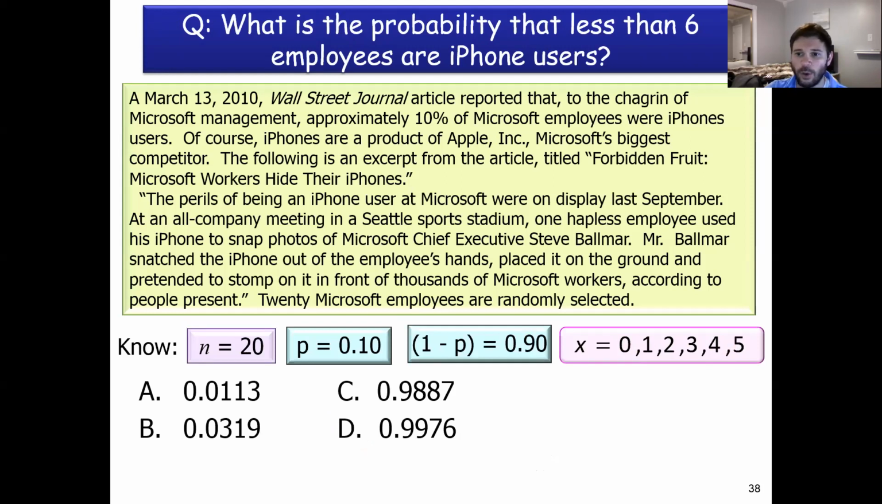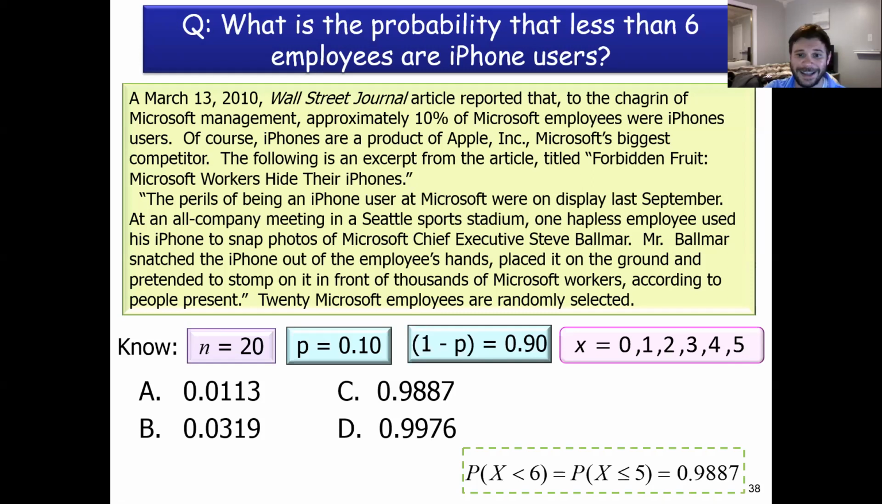Which means now when I use my probability distribution table, I need to go down to just one row, but I need the row for 5 or fewer. So take a moment, go check that on your own. And you can pause the video if you need to, and then I will reveal the answer. So hopefully you had found using that table that the probability of 5 or fewer successes given 20 trials and a 10% success rate comes out to 0.9887. Moving along.